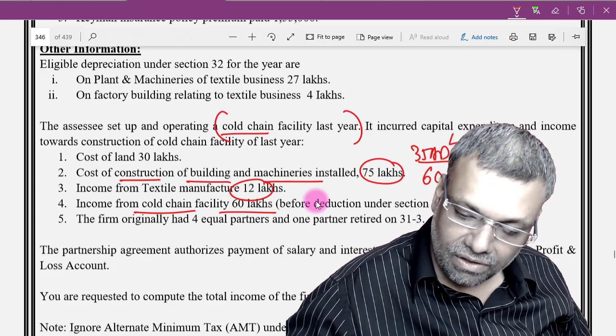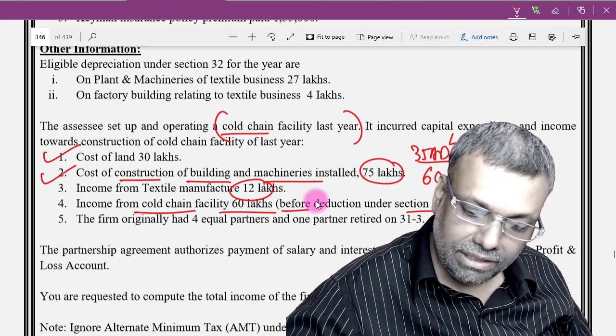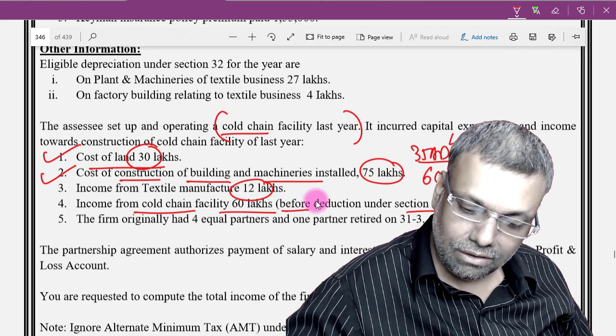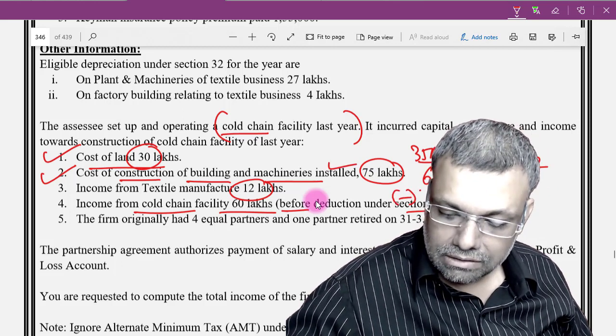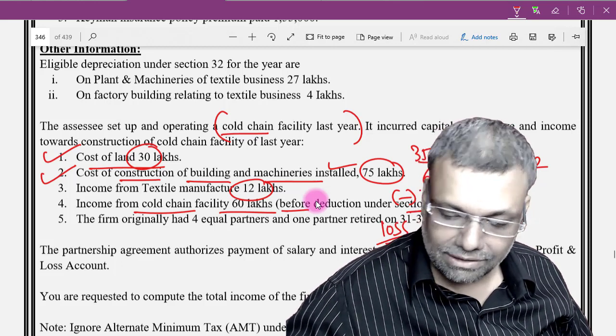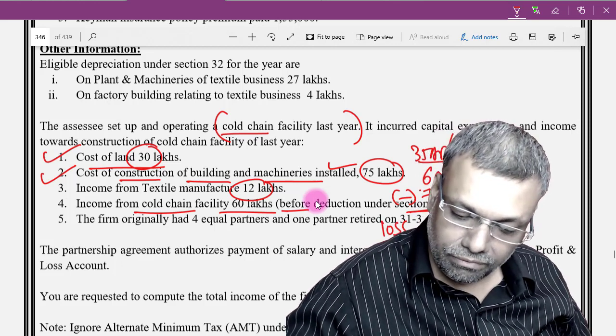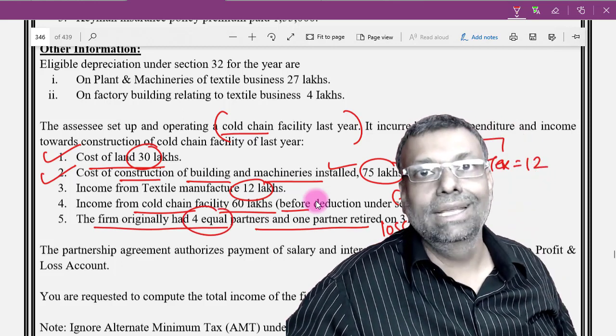Income is 60, okay, before deduction of 35 AD, and under 35 AD the cost of land is not allowed, and the cost of construction of building is allowed. So minus 75, so 15 lakhs is the loss, okay, of the last year. Now in the last year, the firm originally had 4 equal partners, and one of the partners has already retired.